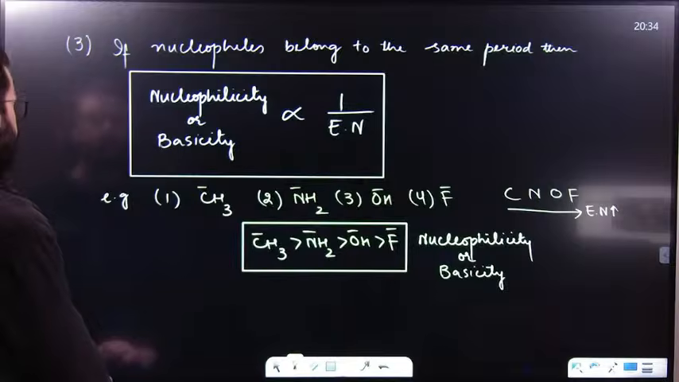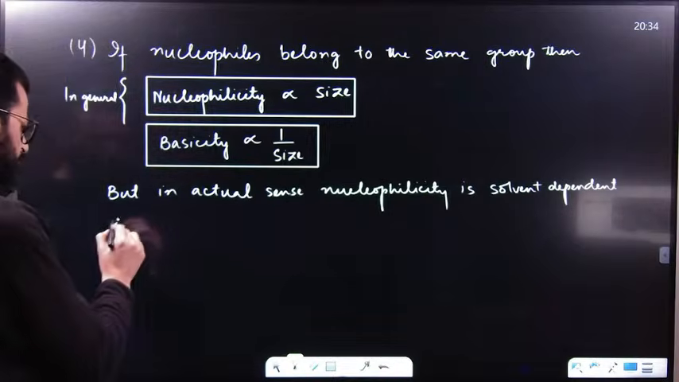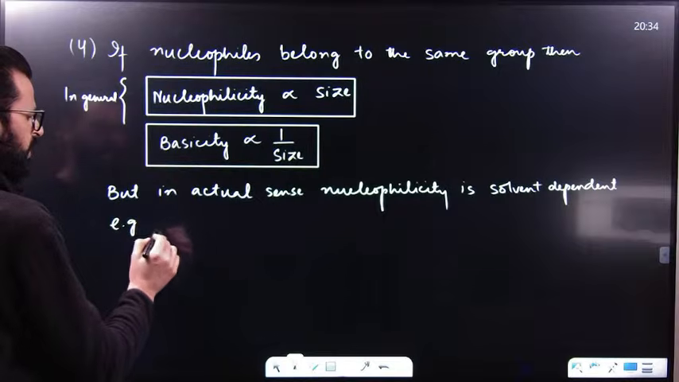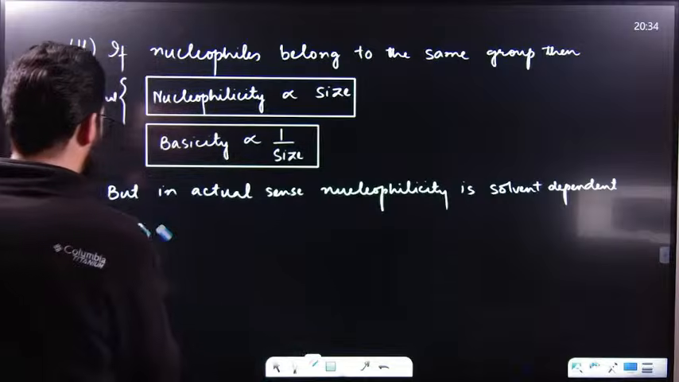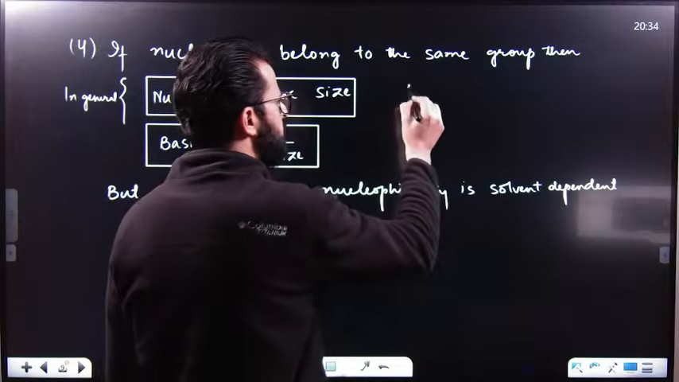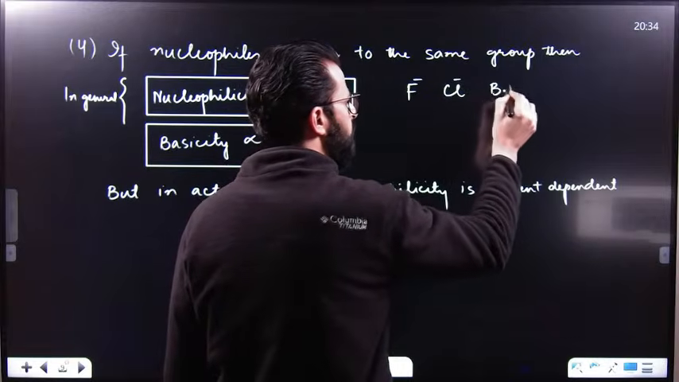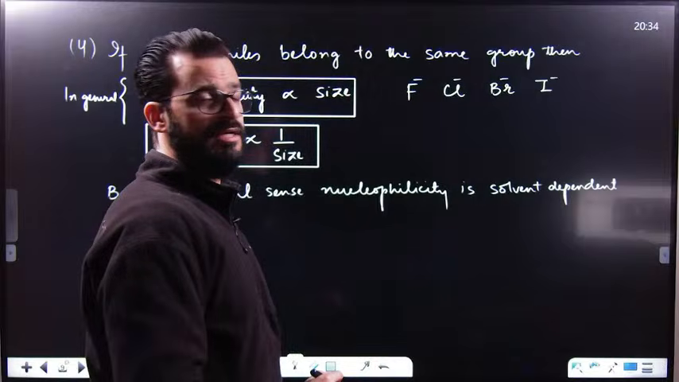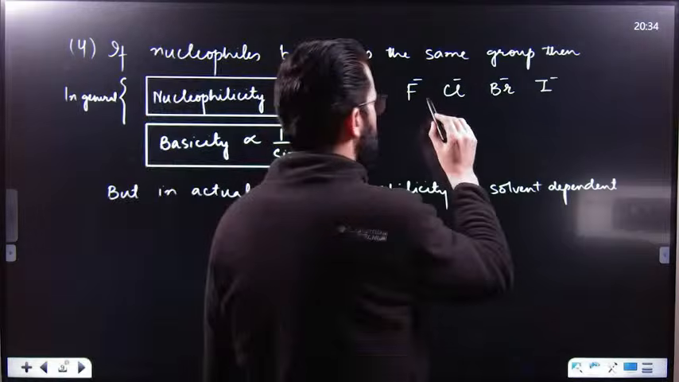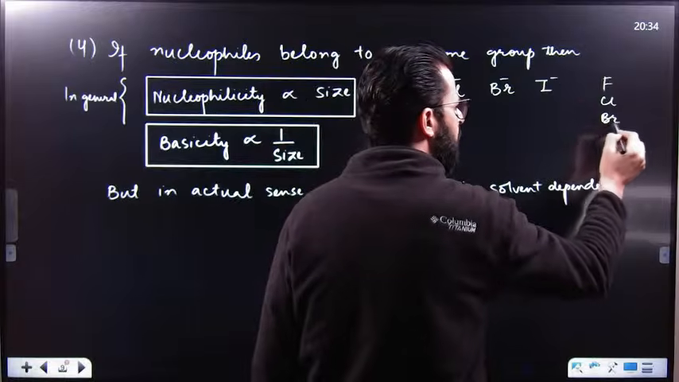Now have a look. Another point is point number 4. We can understand this with the help of an example first. Now, I will write it down over here. Say, for example, you have F minus, Cl minus, Br minus, and I minus. Please listen carefully. These belong to the same group: F, Cl, Br, and I.